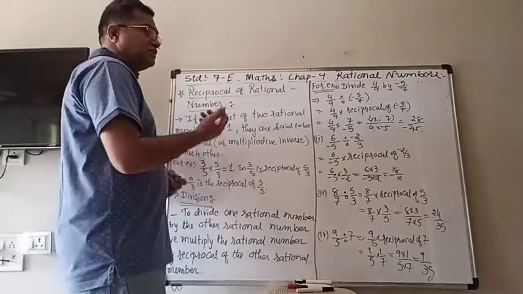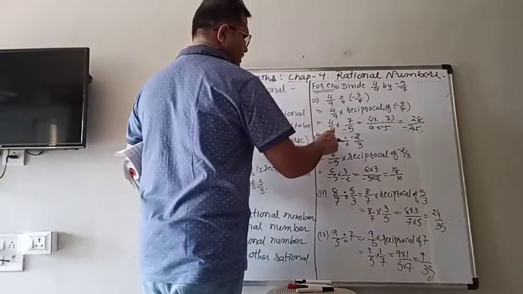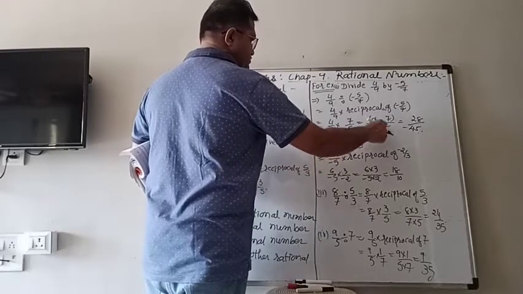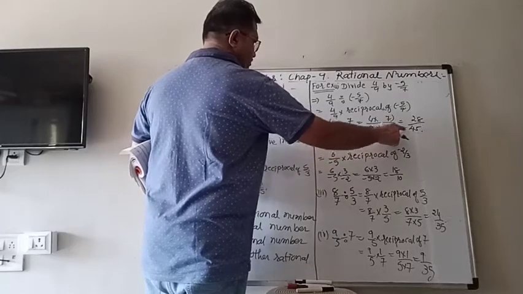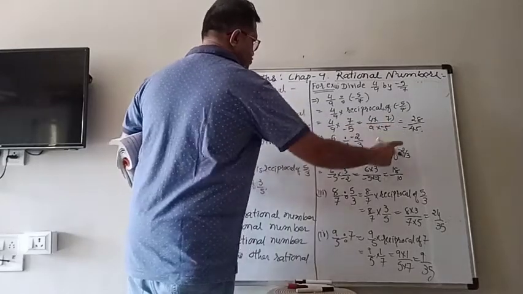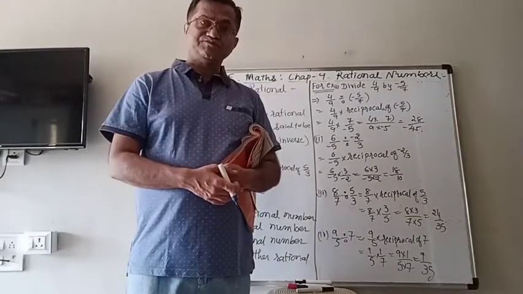Then the same thing that we did. Numerators are multiplied with numerators, so 4 multiplied by 7, 9 multiplied by minus 5. So 4 7s are 28 and 9 multiplied by 5 is 45. But it is a negative sign. So it is 28 upon minus 45.